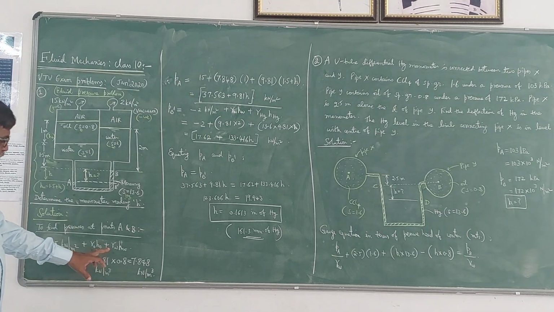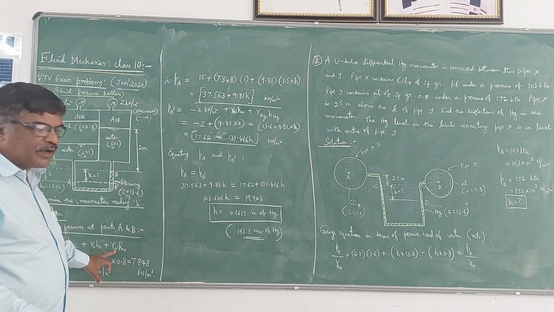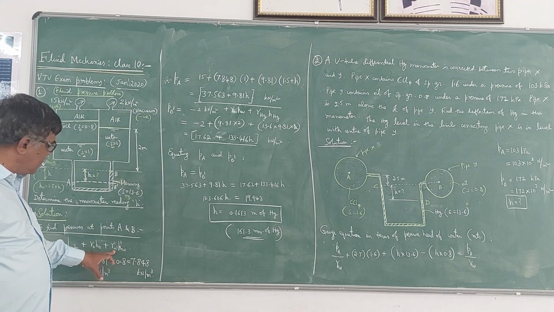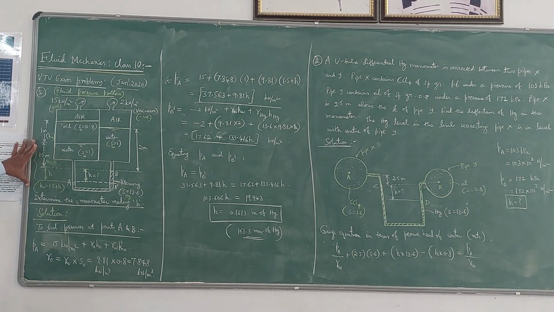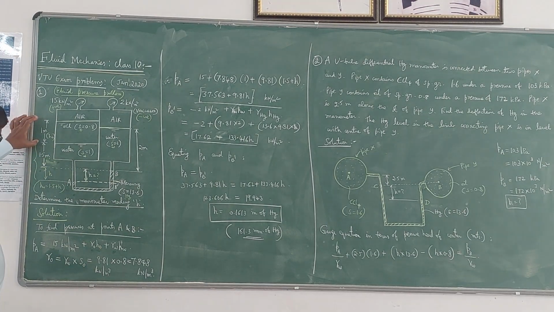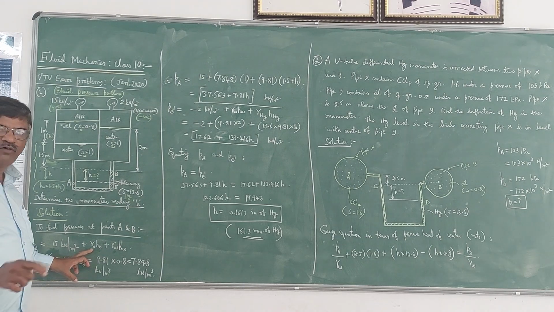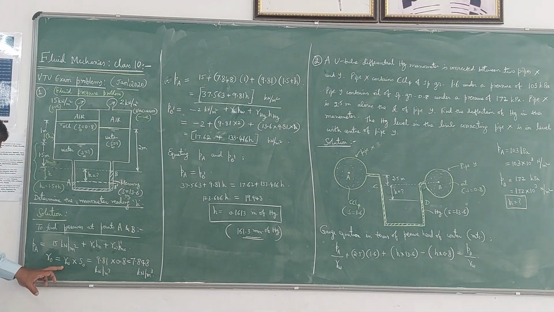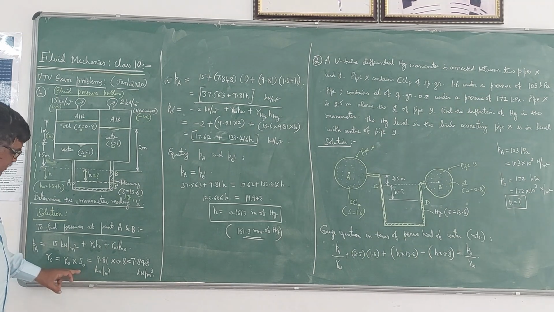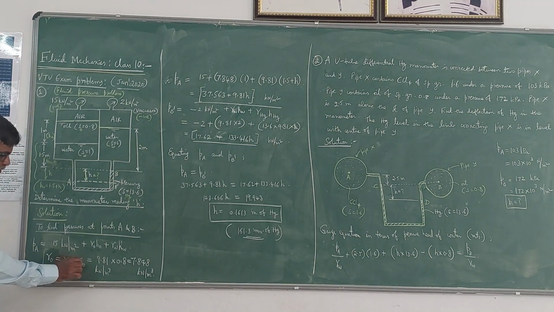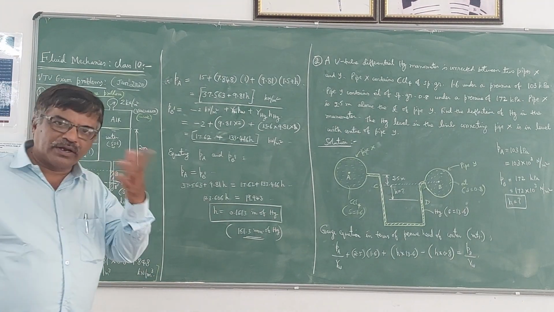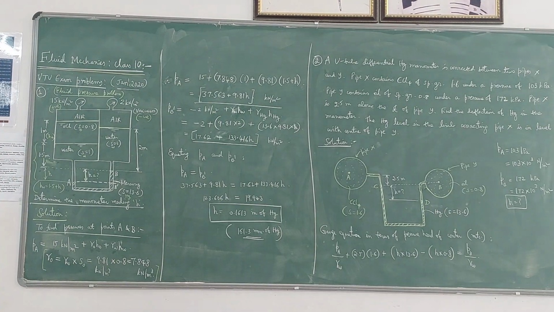Now I know the value of gamma W as 9.81 kilonewton per meter cube, or 9810 Newton per meter cube. HW is 1.5 plus H, that is the height of water column. H naught is 1 meter, but gamma naught is gamma of oil, which is given by gamma W into S naught, that is S of oil. That means when you multiply the specific gravity of oil by the specific weight of water, you are going to get the specific weight of that particular oil.